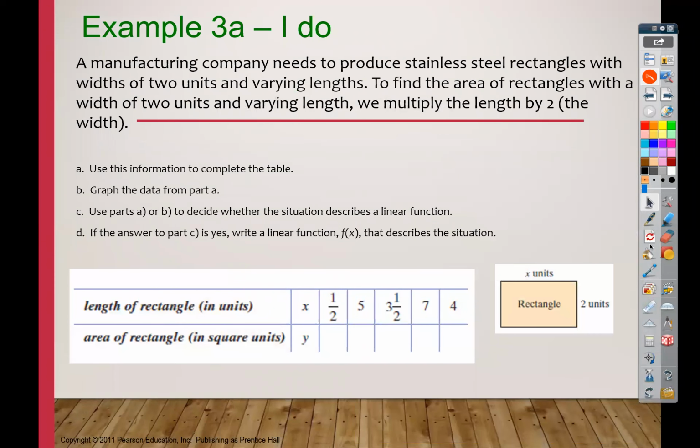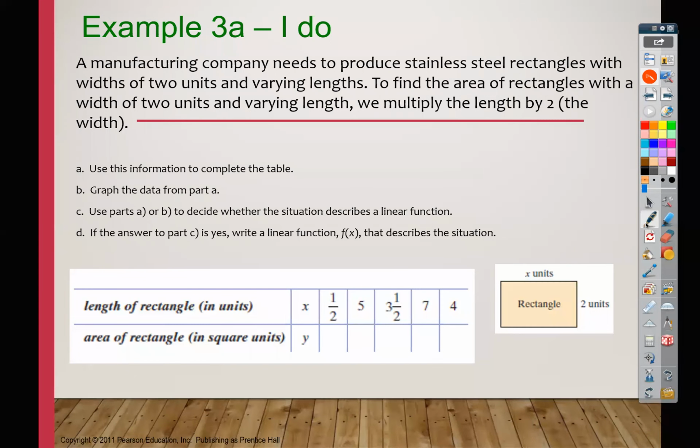All right, example 3A. A manufacturer company needs to produce stainless steel rectangles with widths of 2 units of varying lengths. To find the area of rectangles with a width of 2 units of varying length, we multiply the length by 2, the width. So use this information to complete the table. That says A. B says graph it. C says use parts A and B to decide if it describes a linear function. And then if the answer to C is yes, then write a linear function in function notation that describes the function. All right, so let's do this.